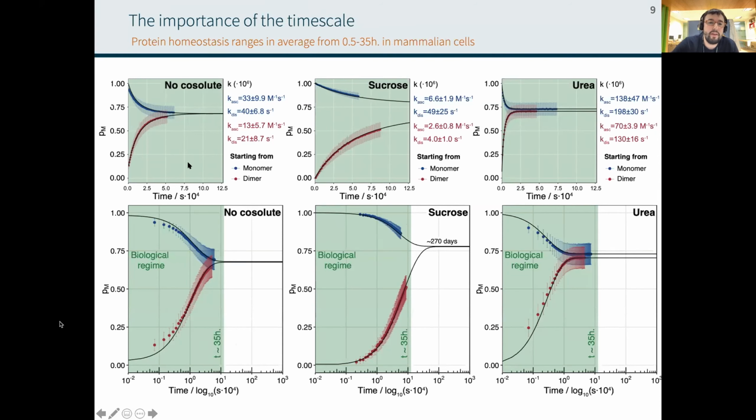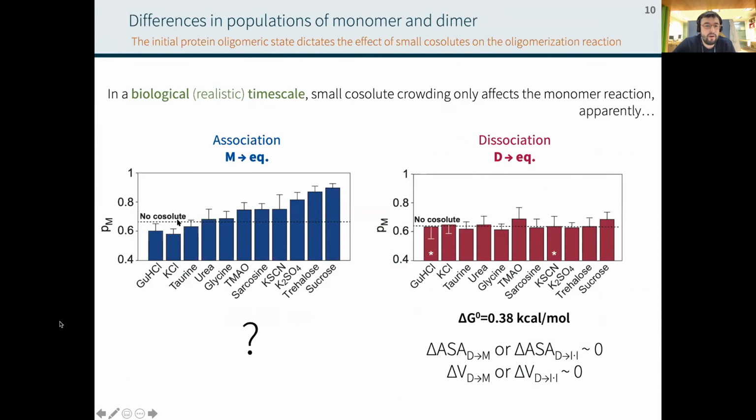But in the homeostatic time scale, meaning the time scale where function of protein happens in cells, that it's between half an hour or 35 hours, you see an apparent equilibrium for the different populations of monomer and dimer. So if now we plot the apparent populations after these 35 hours, that we call the homeostatic time scale, you will see that in the dimer reaction, the protein does not sense the cosolutes. So you basically have the same equilibrium as in the absence of the cosolutes, but in the presence of the monomer, you have final apparent populations for.